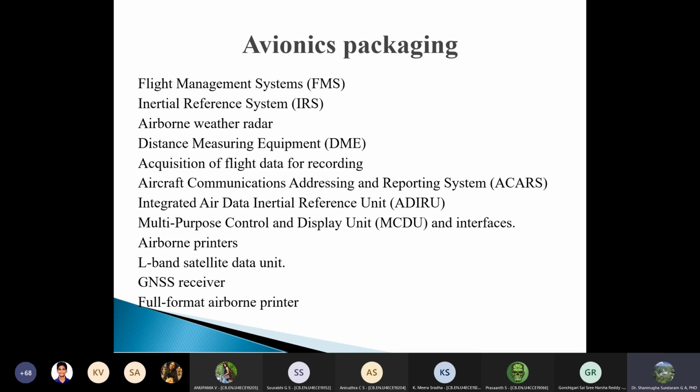Okay, so let's start with the flight management system. It is an automated, computationally driven scheme that will help the aircraft to precisely conduct navigation as per the intentions of the person who is controlling it.